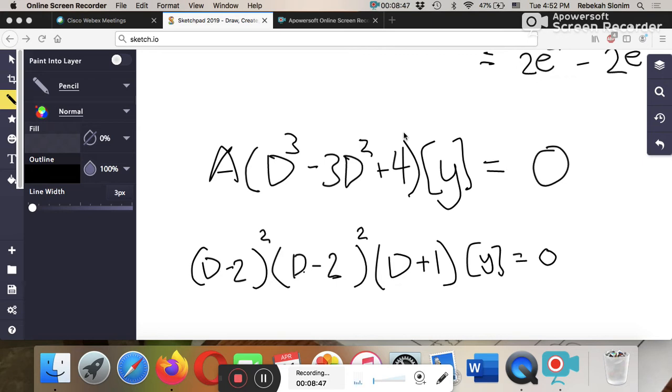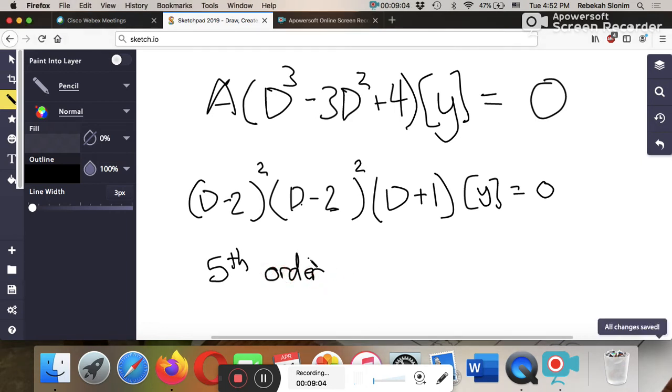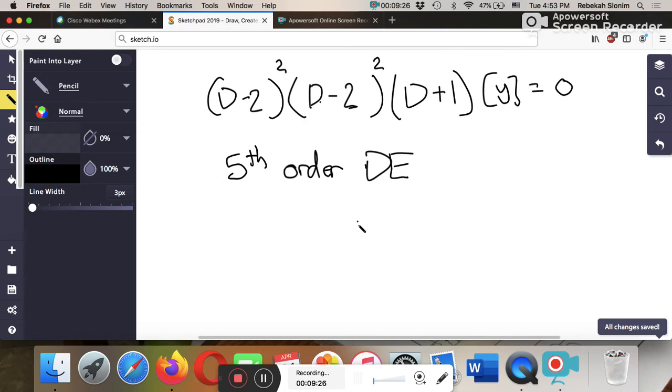Okay, so how do we find solutions to this homogeneous differential equation? Well, it's a fifth order linear differential equation. And so the existence and uniqueness theorem and some corollaries of that allow us to say that if we can find 5 linearly independent solutions, then we can find all solutions. All the solutions would just be linear combinations of those. Okay, so it's a fifth order differential equation. If we can find 5 linearly independent solutions, then we're golden.